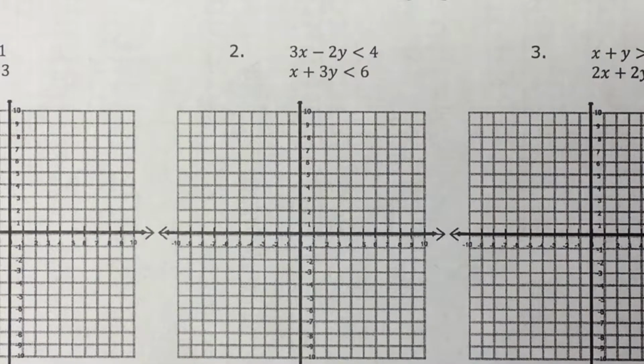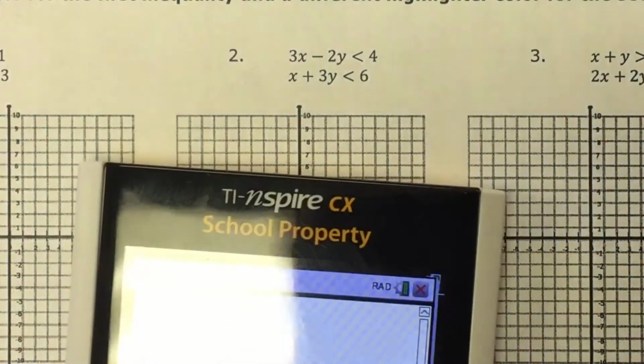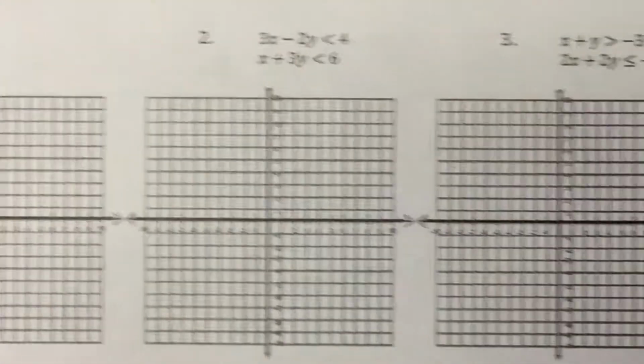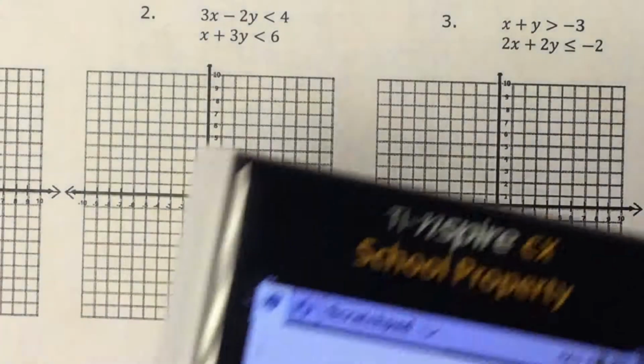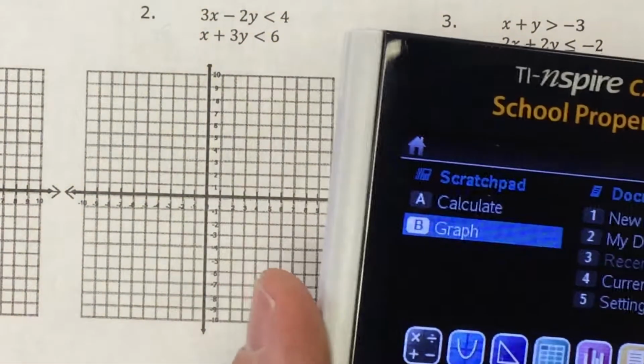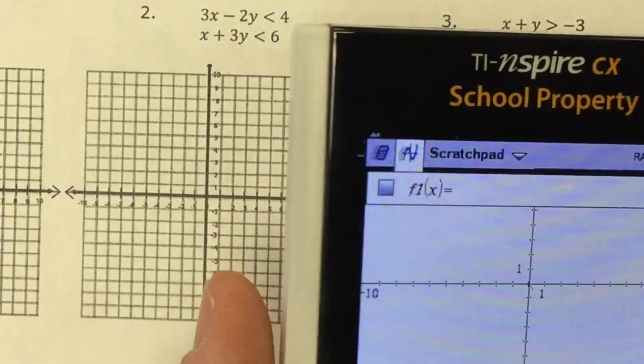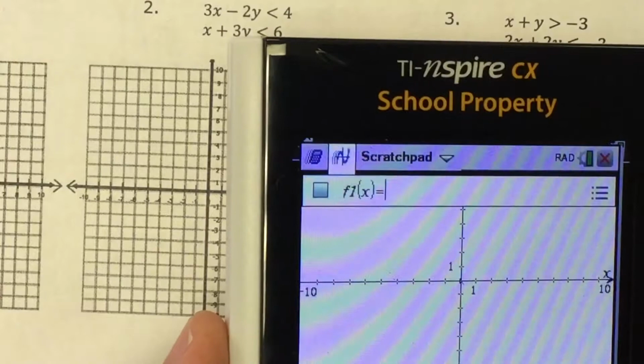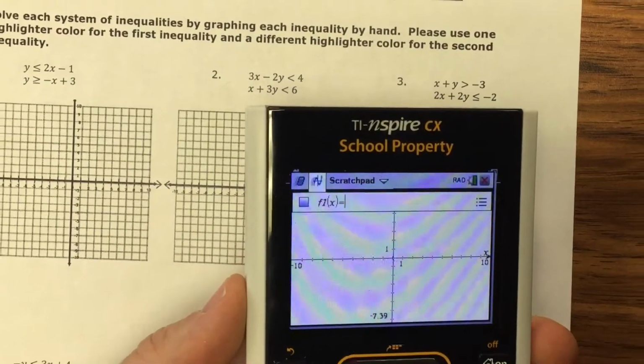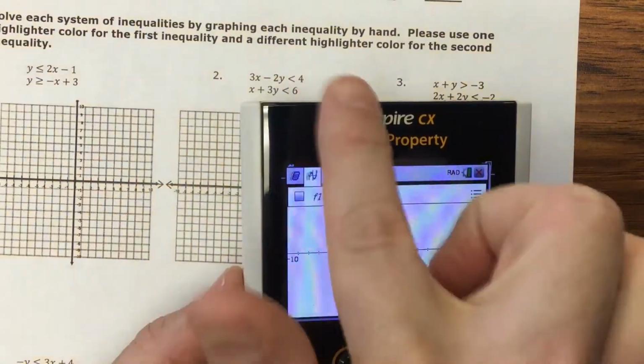You could start off graphing this in the calculator first, so you can get an idea of what it's supposed to look like before you even do any math, okay? So you go to your graph screen, and I'm going to zoom out a little bit so you can see a little more. So I'm just going to type in 3x minus 2y.